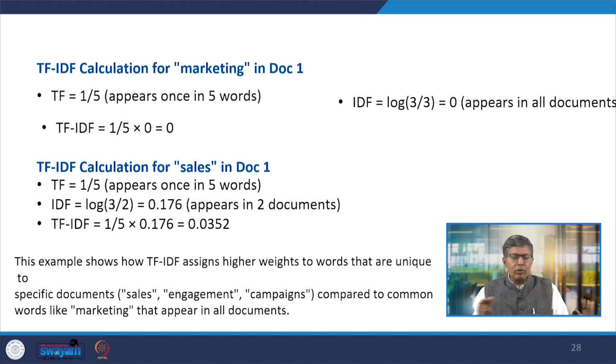Now, this example shows how TF-IDF assigns higher weight to words that are unique to specific documents, like sales, engagement, campaigns, in comparison to common words like marketing that appear in all the documents. This gives you a very clear understanding of what the most important terms in a document are, and that is what we do in text analysis. This word is more important. For example, sales is a very important term.